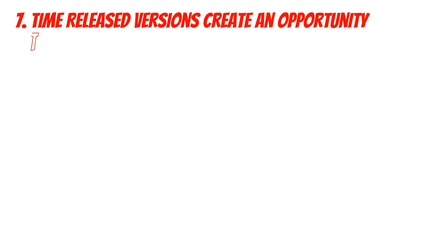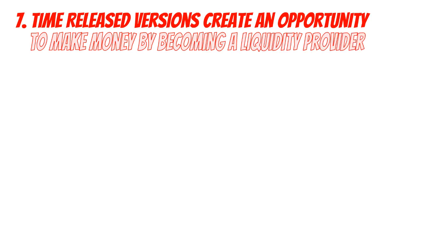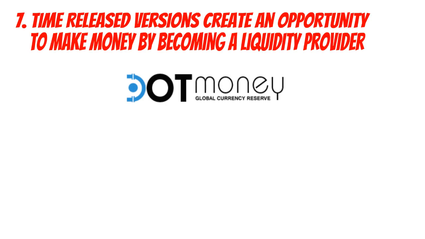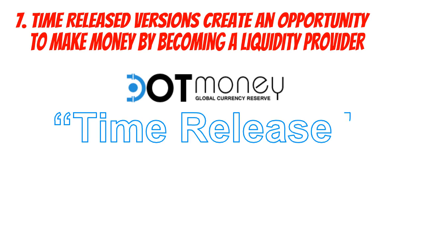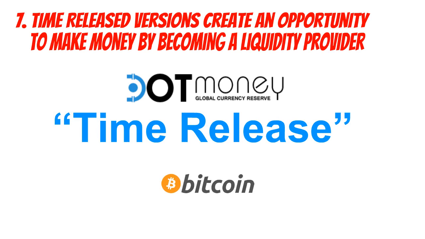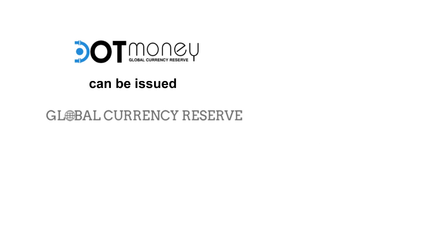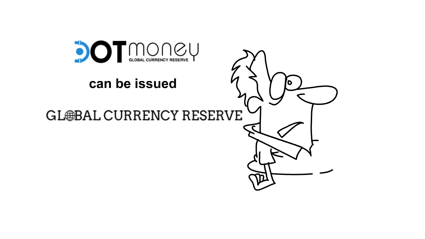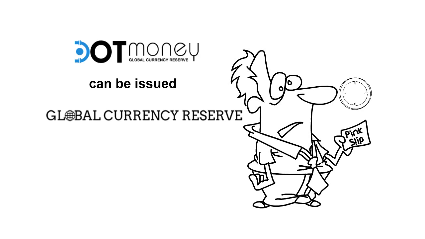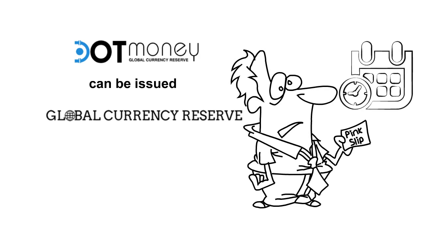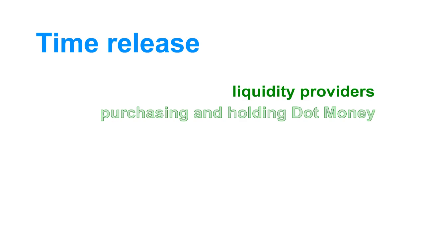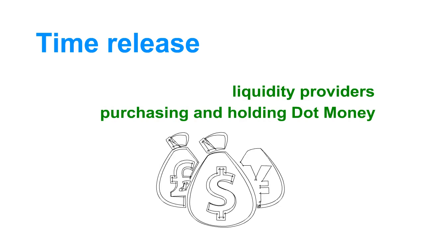7. Time-released versions create an opportunity to make money by becoming a liquidity provider. DotMoney has a feature known as time release that does not exist in Bitcoin. DotMoney can be issued by the Global Currency Reserve, GCR, encoded so that the recipient of the DotMoney cannot spend the DotMoney until a specified date. Time release capabilities allow people to become liquidity providers and gain a profit for purchasing and holding DotMoney for a specified period of time.